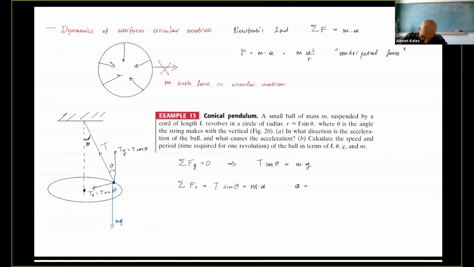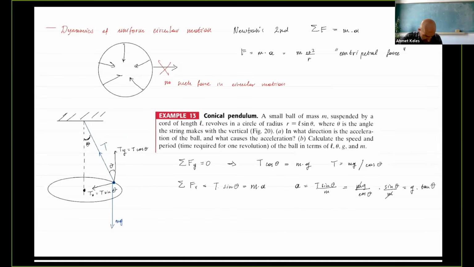From here we can find an equation for a. A is equal to T sine theta over m. This T is, from here, mg divided by cosine theta. Let's plug this in the other one. mg over cosine theta times sine theta over m. So these m's cancel, and I have g times tangent theta.